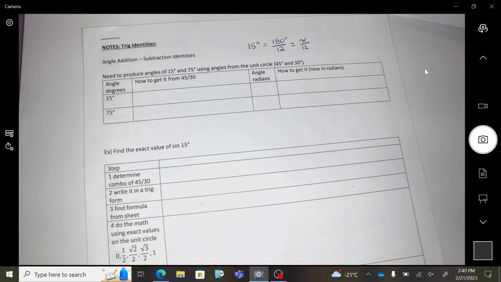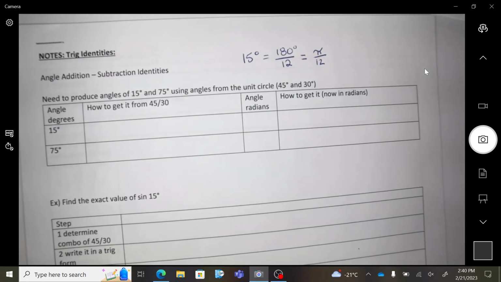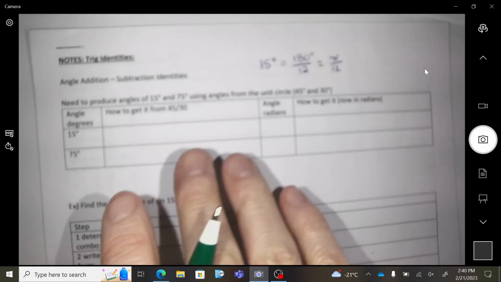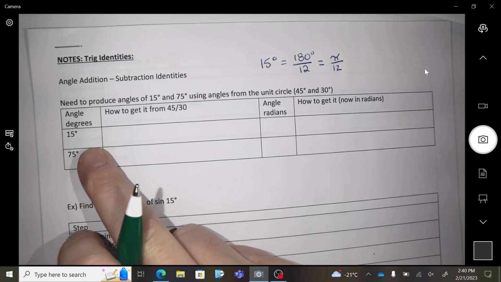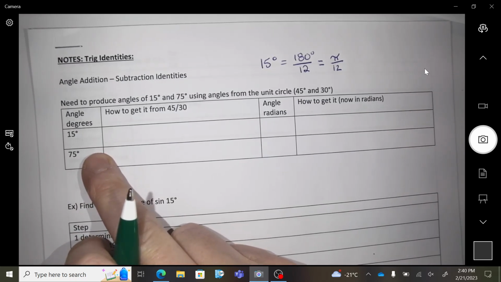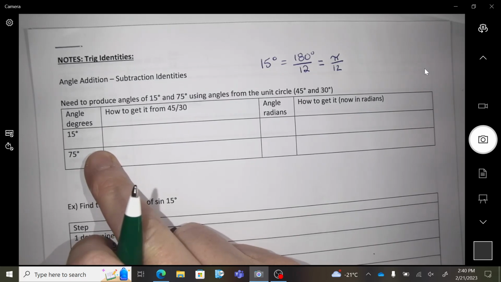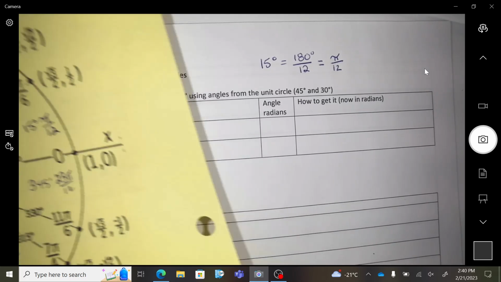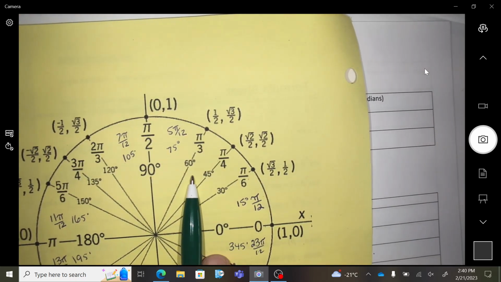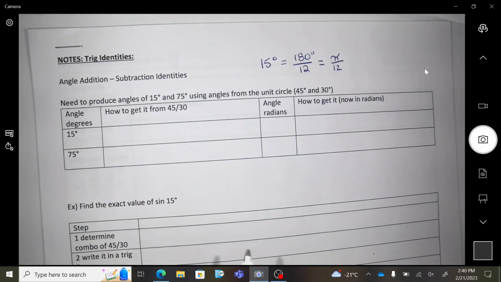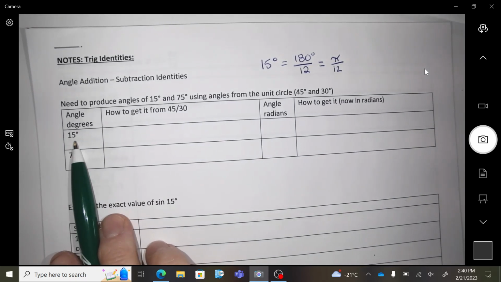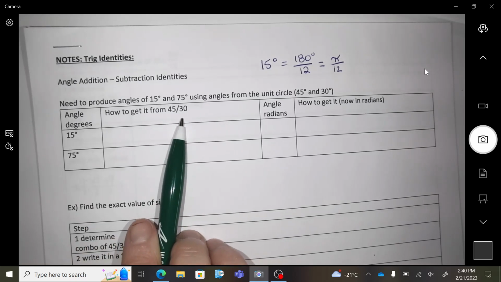I am going to use angles that I know stuff about, and I want to get to a 15. The angles I know are 0, 30, 45, 60, and 90. Those are the angles I know trig values to because of the circle. How could I get a 15-degree angle using the angles that I know, and I'm specifically going to pick 45 and 30?